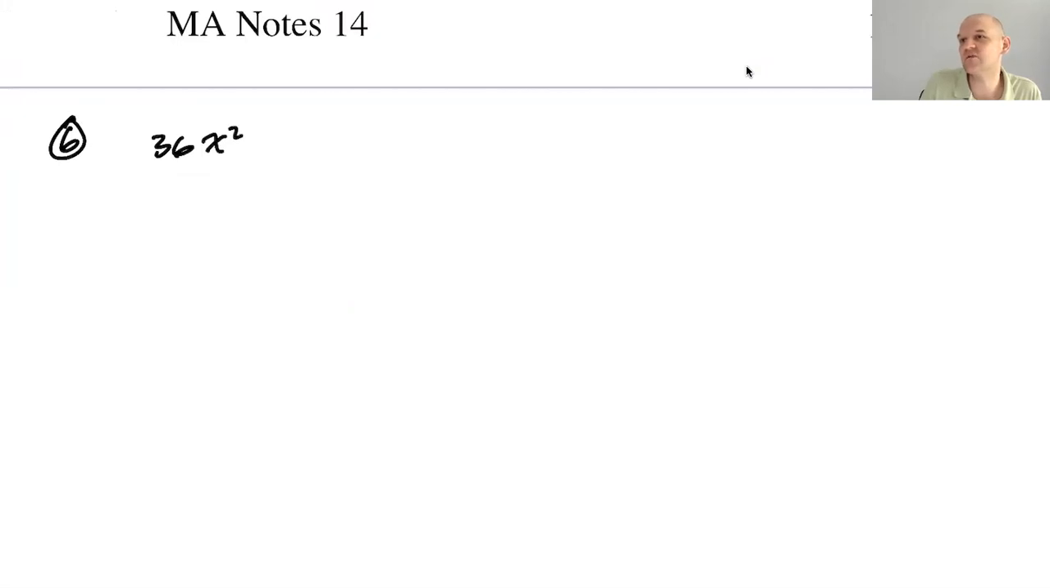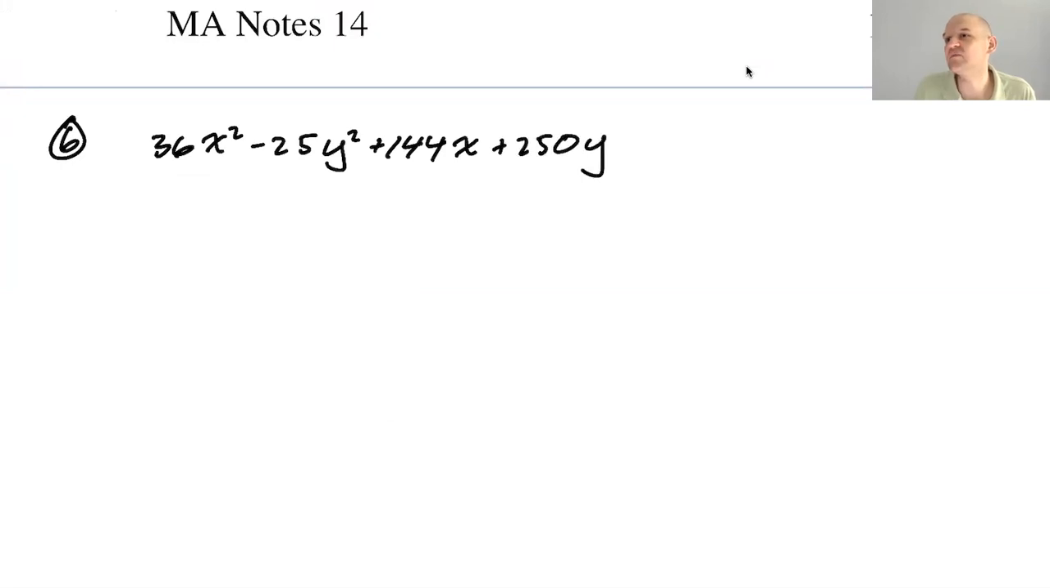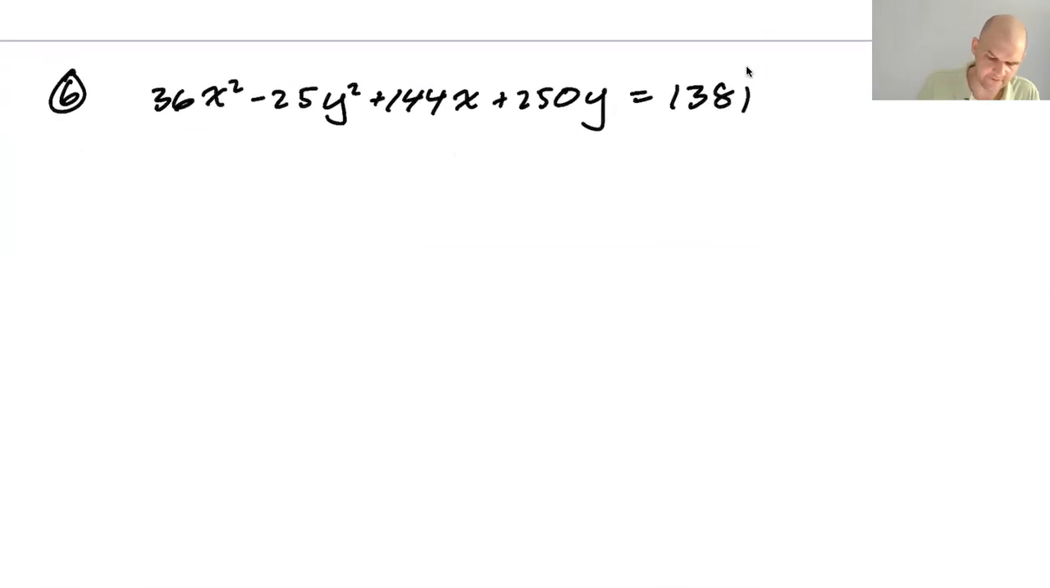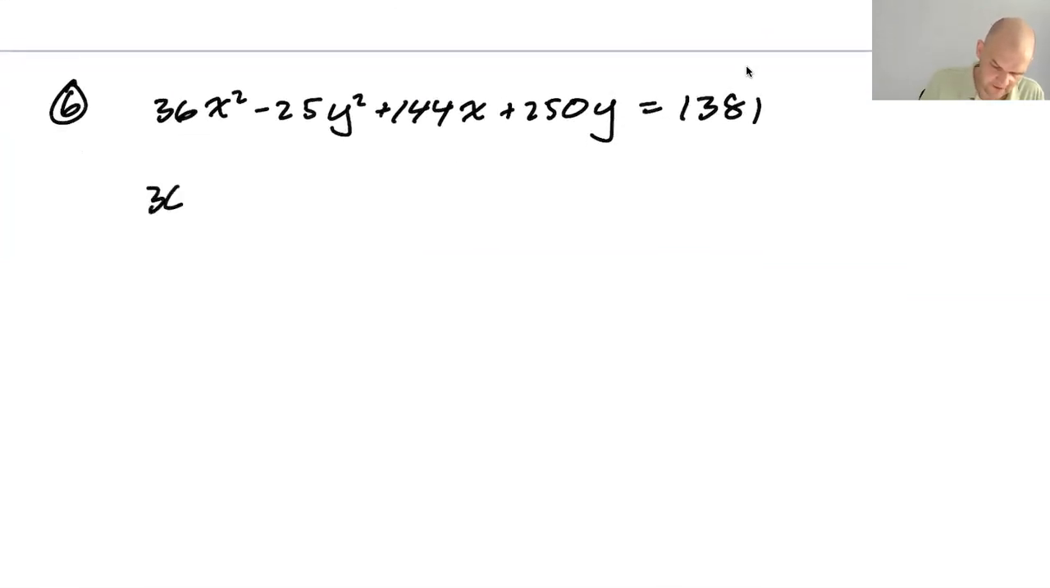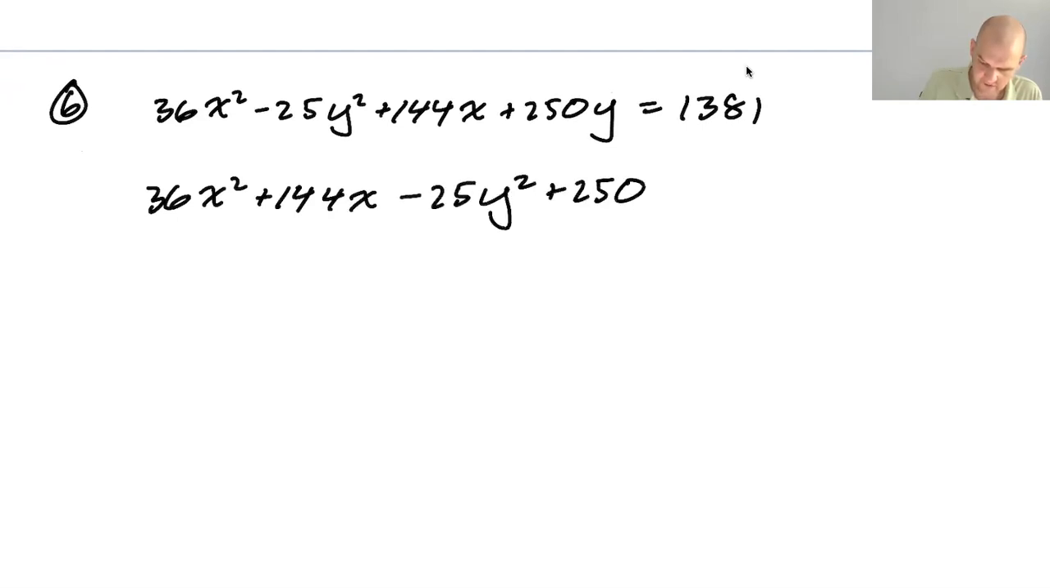So 36x squared minus 25y squared plus 144x plus 250y, and then I'm just going to move it over right away: 1381 equals 1381. All right. So step 1, rearrange: 36x squared plus 144x. If I know how to factor this in my head, I will just factor it as I go, but if I don't, obviously I will not. 1381. So we have this.